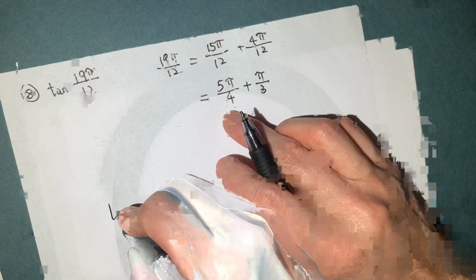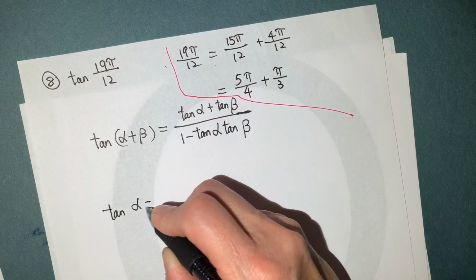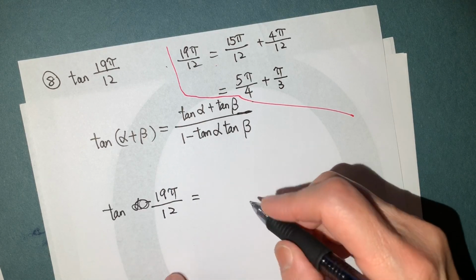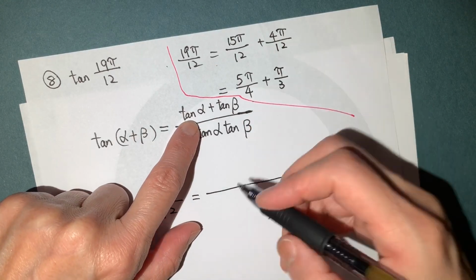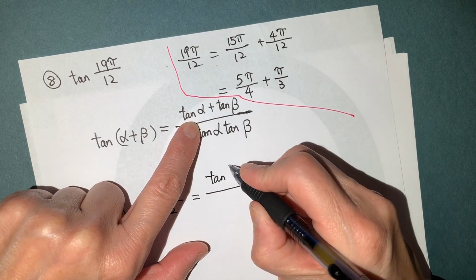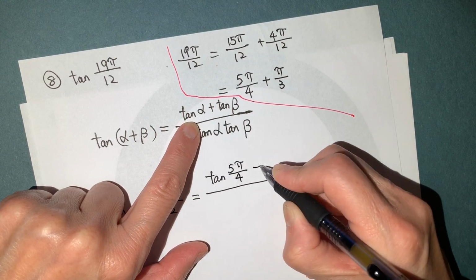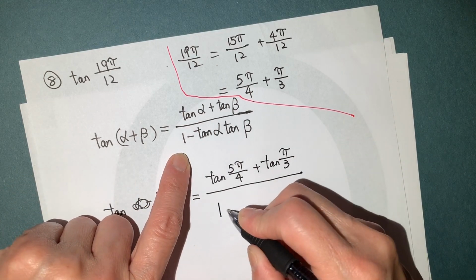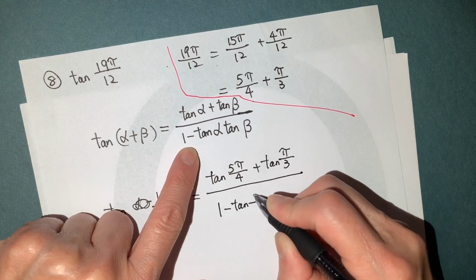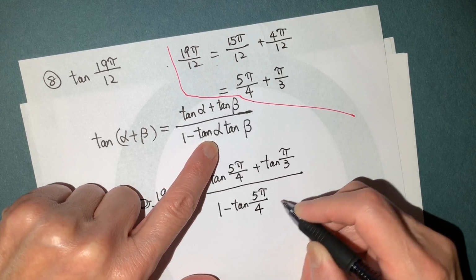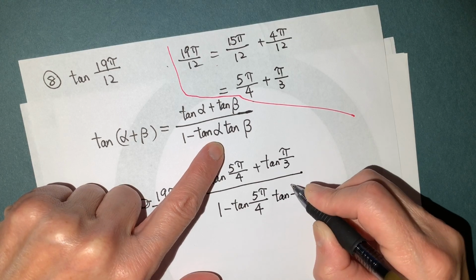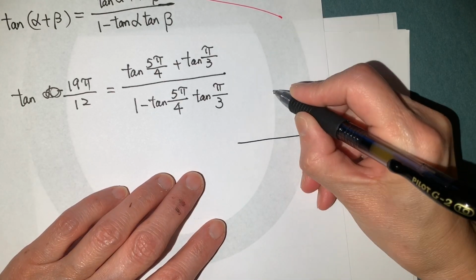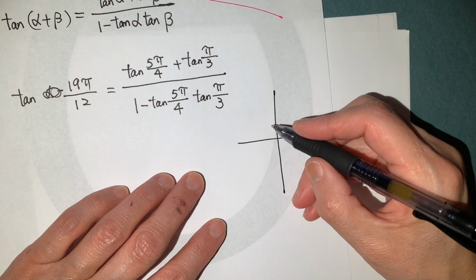So we will use exactly this formula. Tangent 19 pi over 12 is equal to tangent 5 pi over 4 plus tangent pi over 3, over 1 minus tangent 5 pi over 4 times tangent pi over 3. Okay, now we need to do the unit circle.